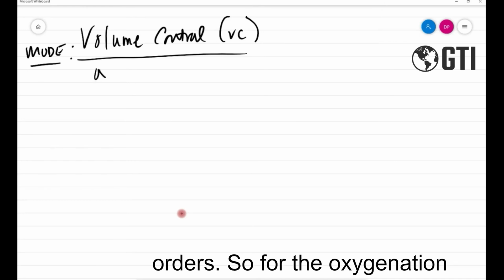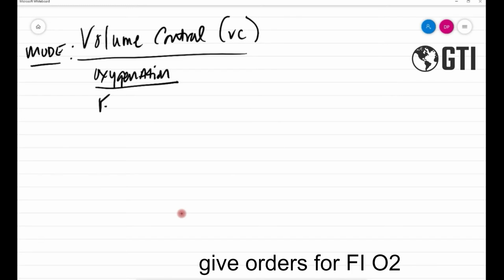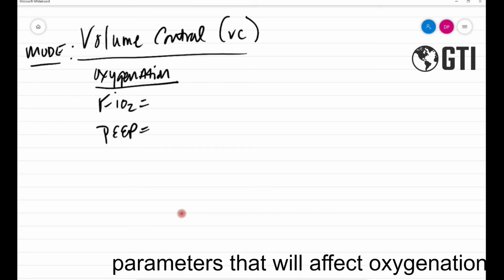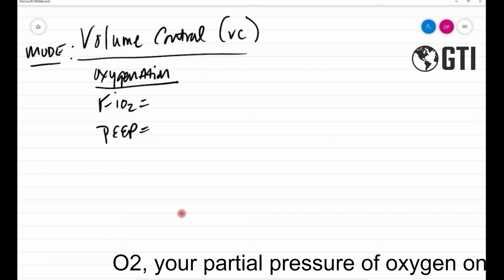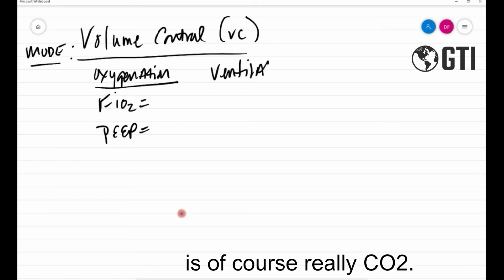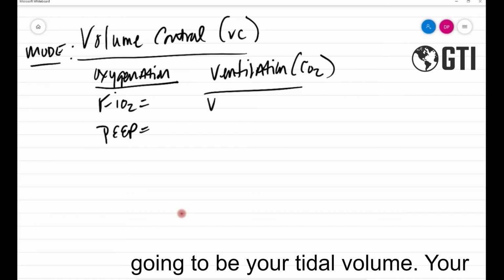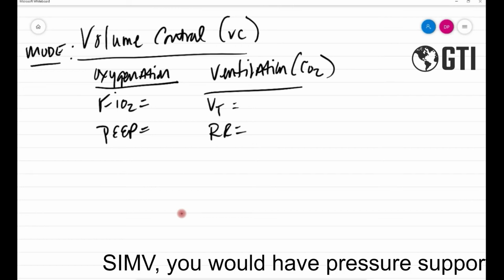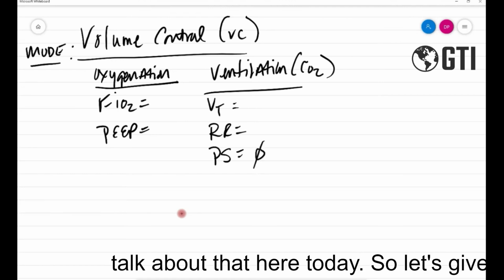So for the oxygenation parameters, you're going to give orders for FiO2 and of course PEEP, and those are the only parameters that will affect oxygenation, your SAT or your PaO2, the partial pressure of oxygen on the arterial side, from your ABG. Next, ventilation. Ventilation is really CO2. Those parameters in volume control are your tidal volume and your respiratory rate, and if you had SIMV, you would have pressure support. But as you recall, volume control does not have pressure support, so we won't talk about that here today.